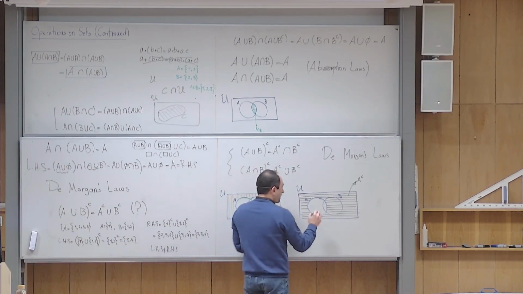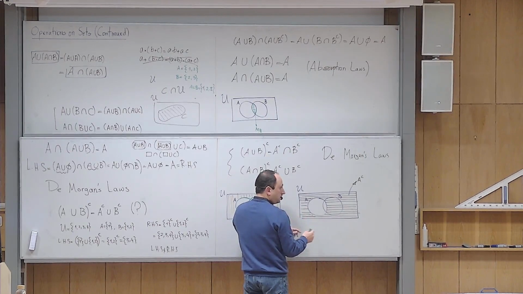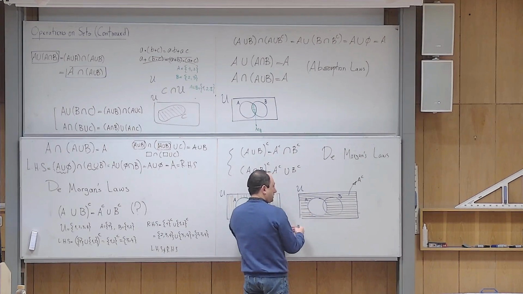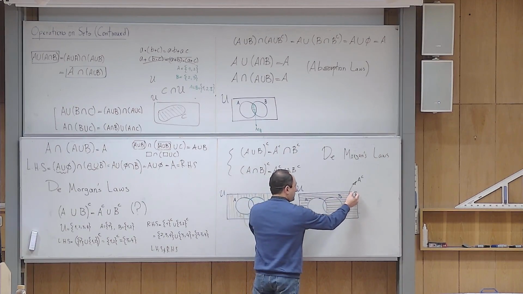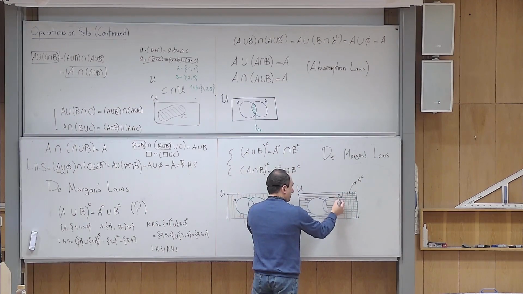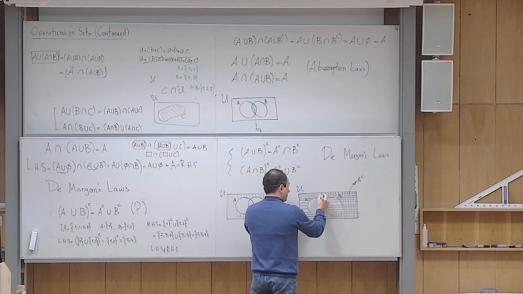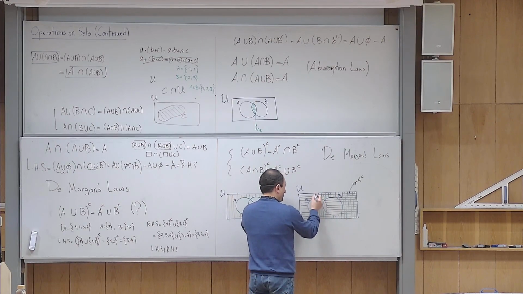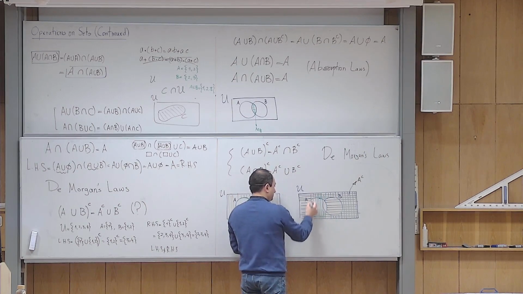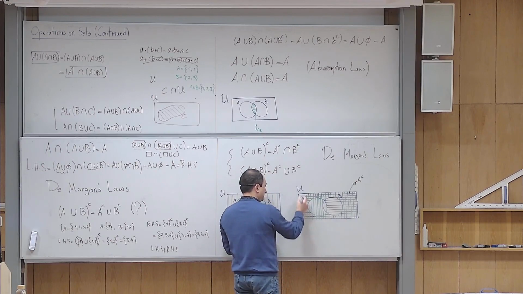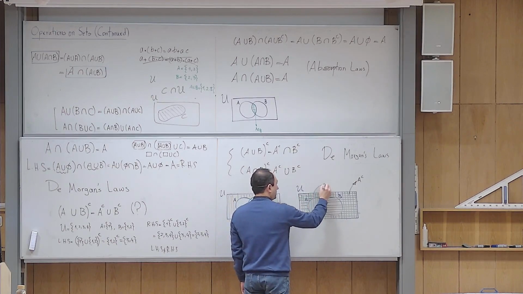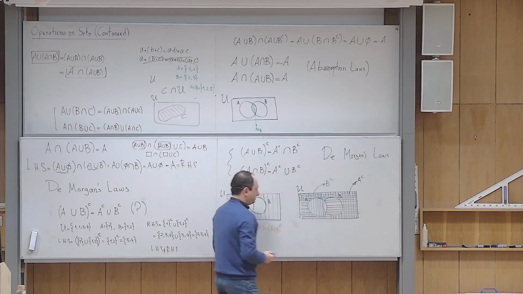Outside B, I have to be careful to be outside B, but I don't need to be careful if I am inside A or not. Yes, so outside B, this is outside B. So the green one is outside B, B complement.